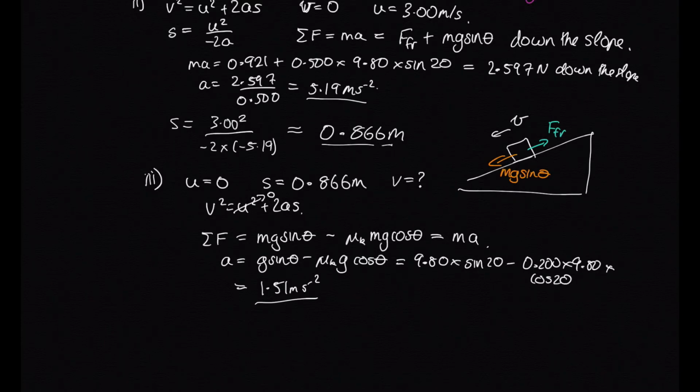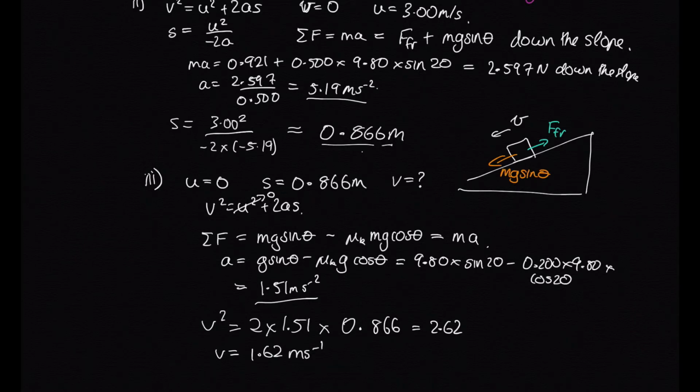Okay, so now what we're trying to do is work out the speed when it gets back to its starting position. So now we can substitute into our kinematic equation. v squared is equal to 2 times 1.51 times s, and that's the distance, so that's 0.866. And so v squared is equal to 2.62. So that tells us that v is equal to 1.62 meters per second, and that is going down the slope. So that's how we solve that problem.